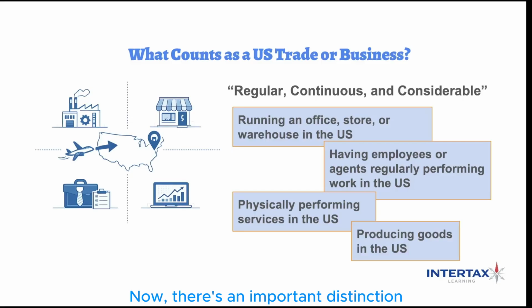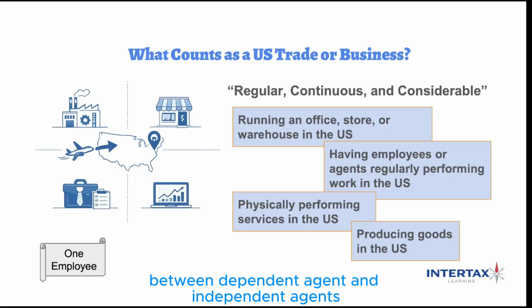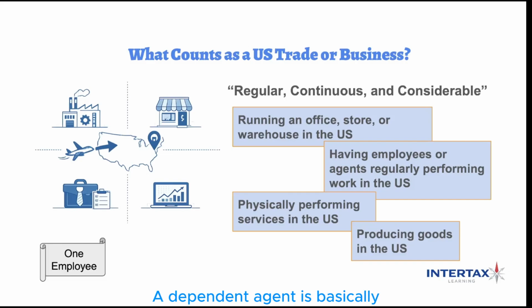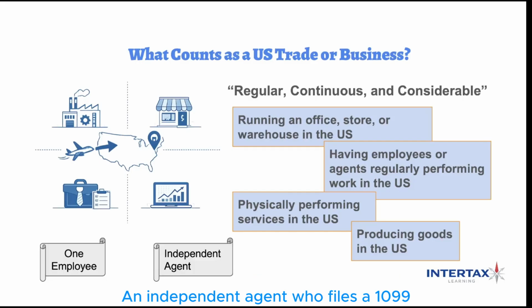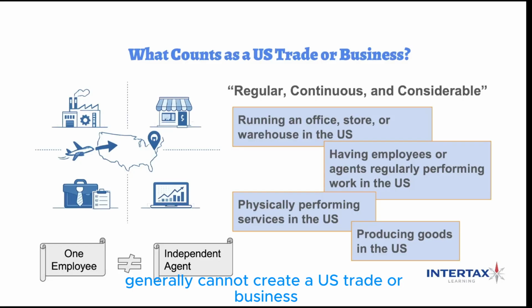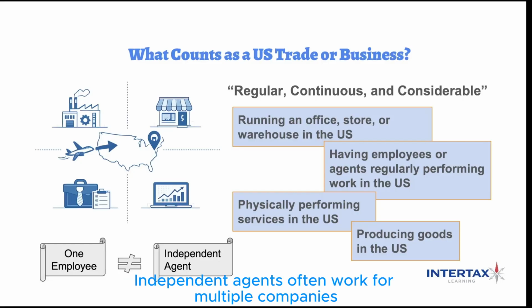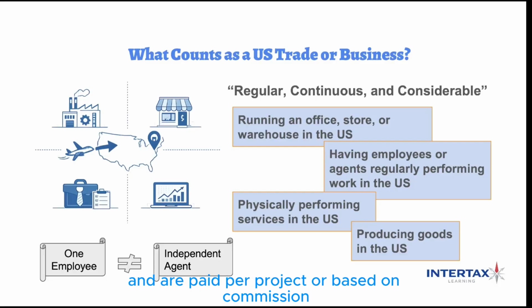Now, there's an important distinction between dependent agents and independent agents. A dependent agent is basically an employee who can create a U.S. trade or business. An independent agent who files a 1099 generally cannot create a U.S. trade or business. Independent agents often work for multiple companies and are paid per project or based on commission. They do not solely represent one company.